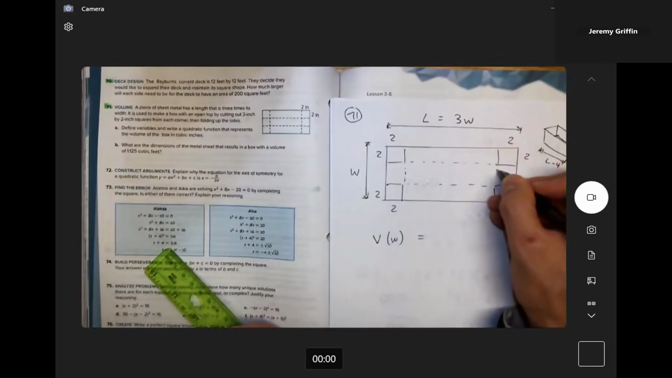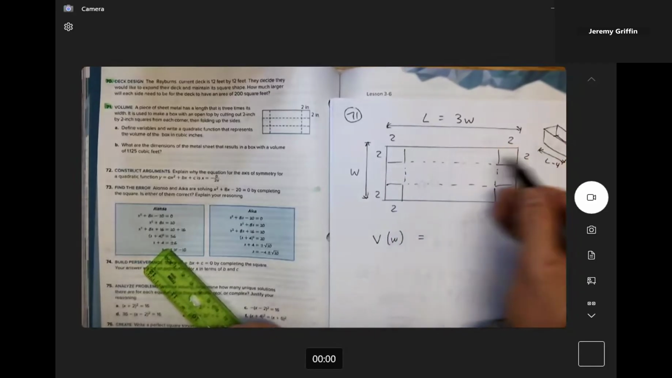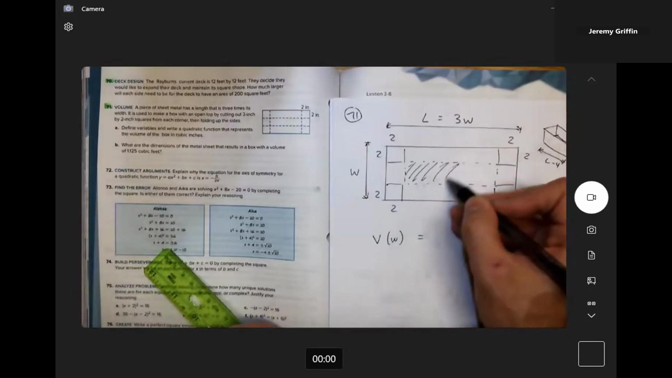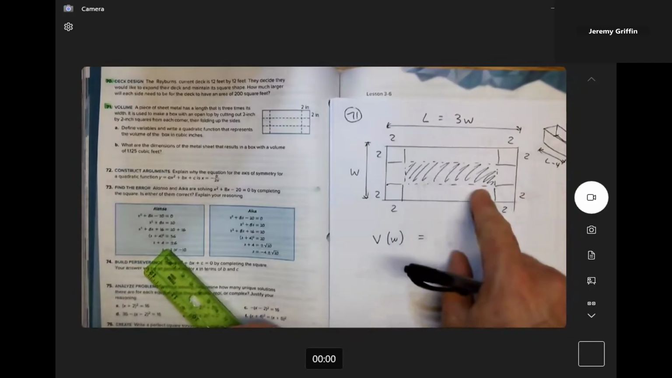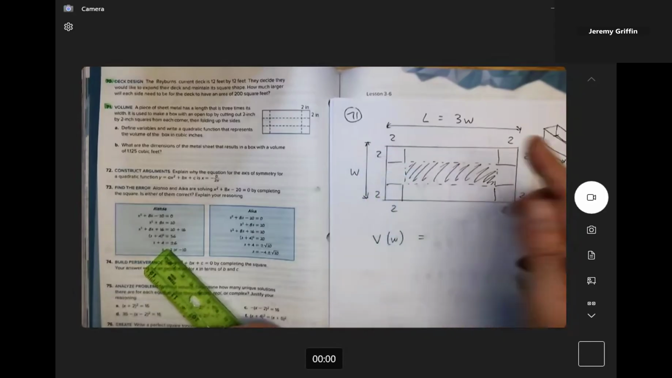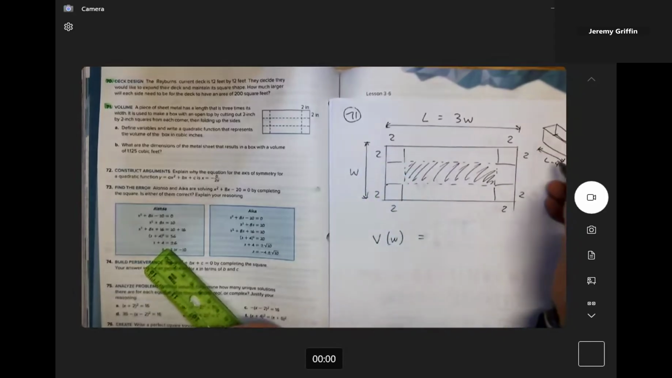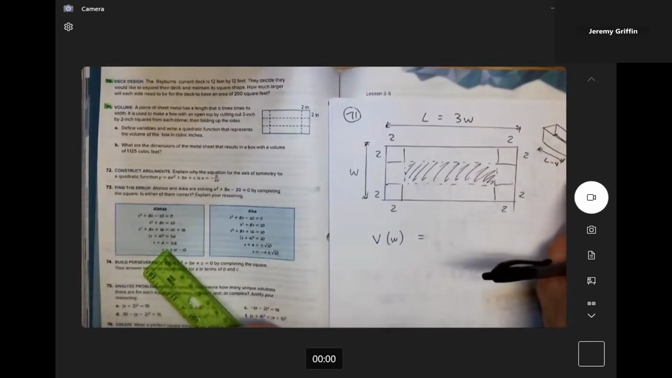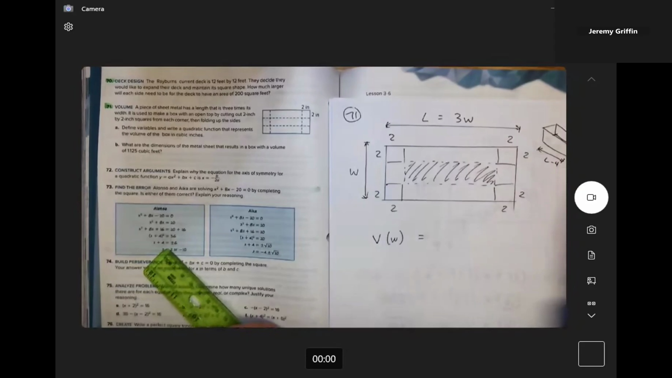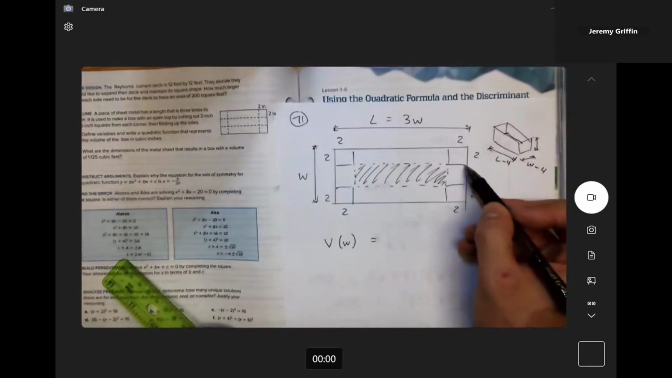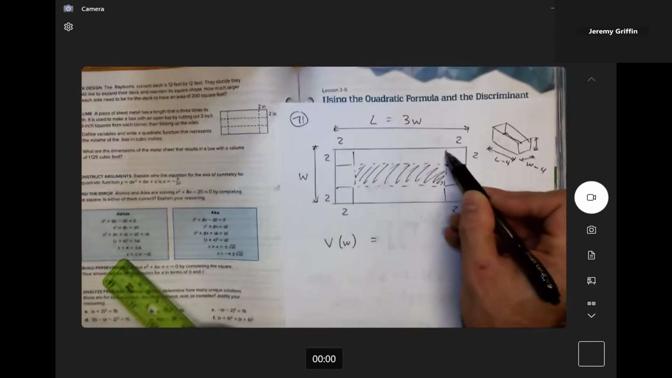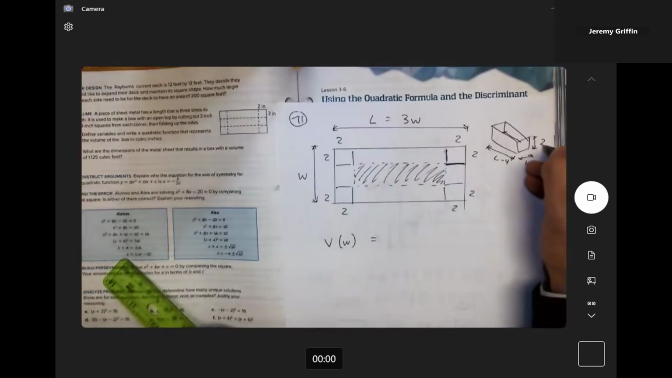If I fold up these sides, then the base of this box is now just this hashed in area right here. That's the new base, okay? Which is not L by W. It's L minus four, and then same thing, width minus four. And the height, this height right here, is just two. So this is just 2 inches.